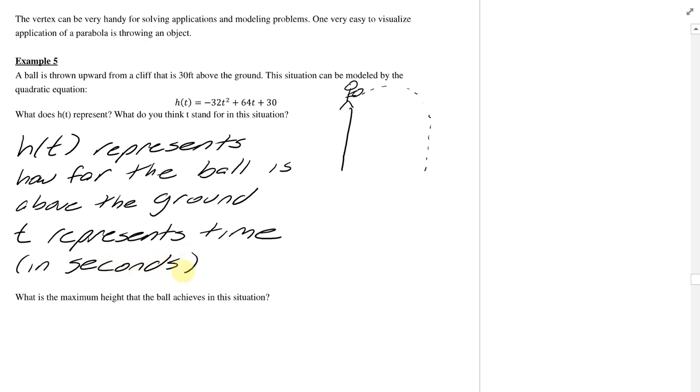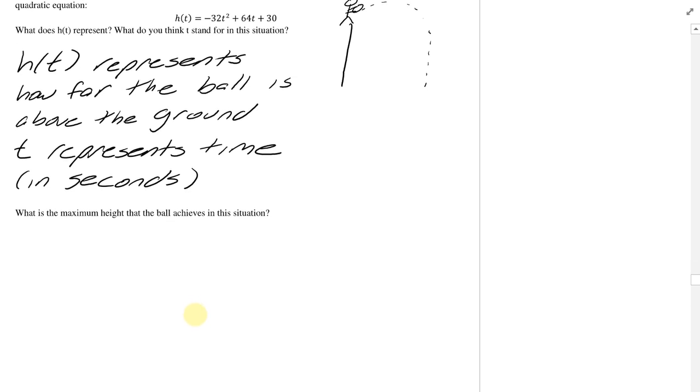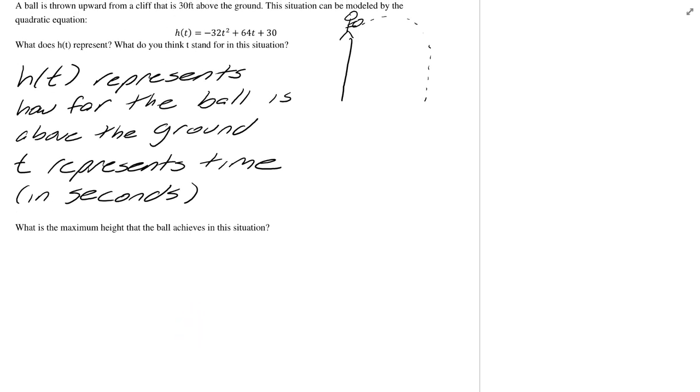Okay, so the second question here is, what is the maximum height that the ball achieves in this situation? I want you to notice the key word here is maximum. So we're talking about a maximum, and if I go back to this equation, this is a quadratic equation, right? Will it have a maximum? First, think about what the leading coefficient is. The leading coefficient is -32. Since it's negative, this will have a maximum, and that's what this is asking for. This is really asking for the vertex. So I just need to find the vertex, and I can do that using the vertex formula.